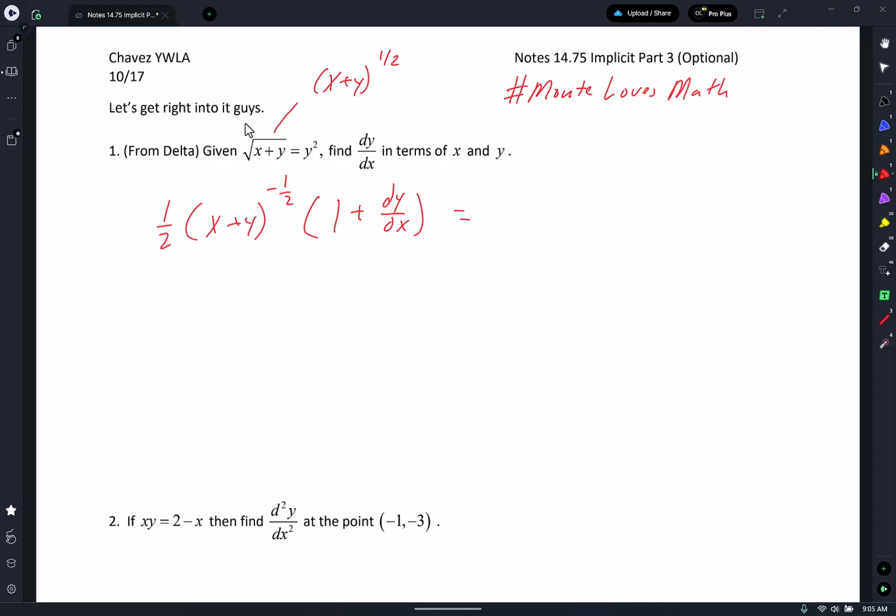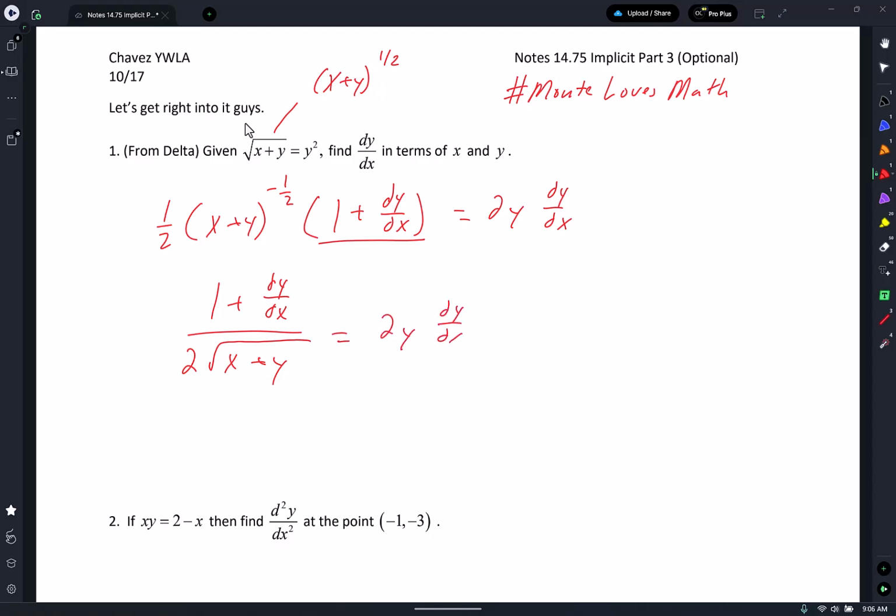Equals. Perfect. And you're done. That's calculus. Or you're done with calculus. The rest is all algebra. So what I would do here, guys, I think Delta likes to leave it alone. I would leave this in the numerator, that part right there. So 1 plus dy dx over, and then that 2 comes to the bottom because it's like a fraction there. And then this negative half means square root of x plus y like that. Equals, I don't see any errors.